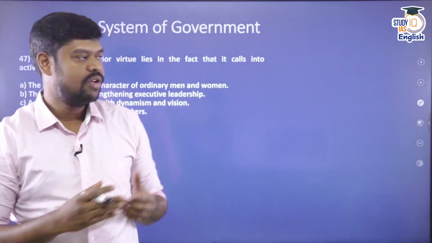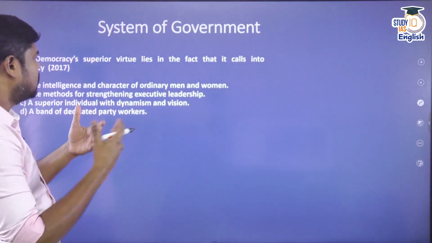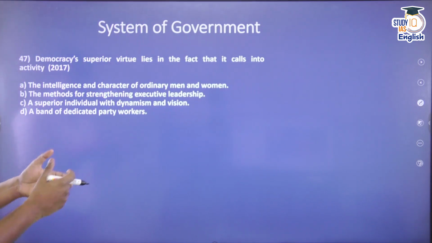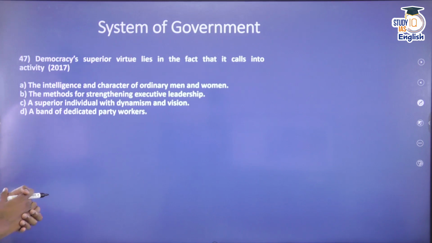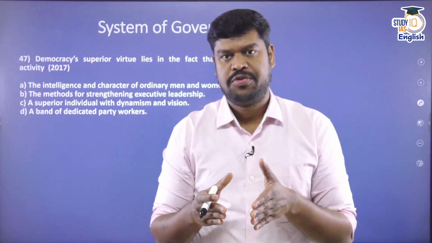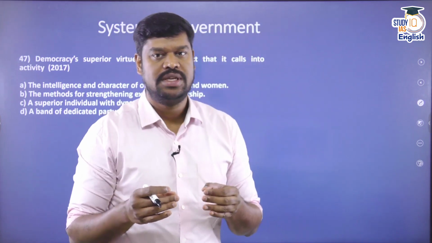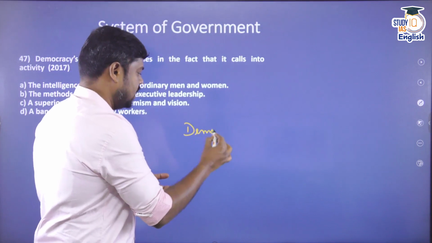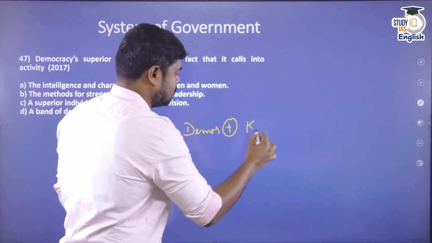Democracy's superior virtue. What is something superior about the concept of democracy? Democracy's superior virtue lies in the fact that it calls into activity... What is democracy? Before we answer this question, democracy, you can understand it is a combination of two words, demos plus kratos.